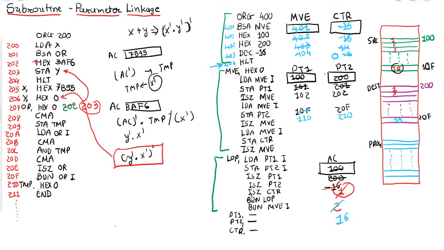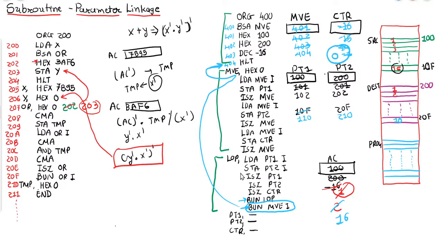Okay, so increment the memory word and skip the next instruction if it is 0. So what is the current value of the counter? The value of the counter is 0. So the next instruction will be skipped and it will execute this instruction, that is BUN MVEI. So branch MVE. What is the current value of MVE? 404. So then again it will go to this location, and rather than jumping only to MVE, using indirect addressing mode, it will jump to the last instruction, that is halt.